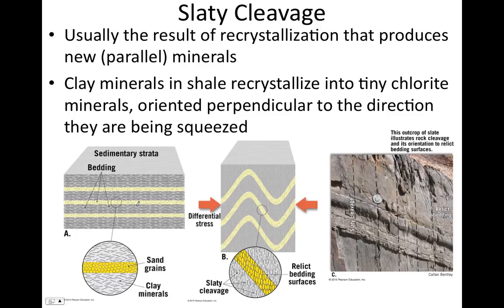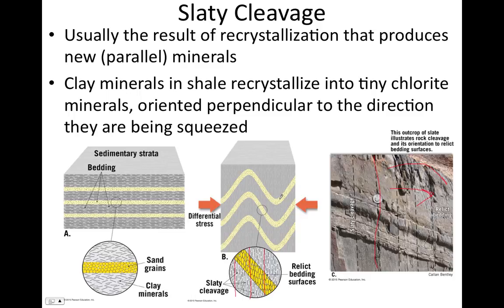And so here we have some shale, the parent rock, interbedded with some sandstone. If that rock is squeezed, what happens is these clay minerals recrystallize into chlorite and mica minerals that are parallel to each other and perpendicular to the direction they're squeezed. So now the slaty cleavage will be along the plane perpendicular to the direction it's being squeezed. These dashed lines mark the slaty cleavage. So these pieces of slate would cleave off this way. They cleave along these planes and cleave off this way.